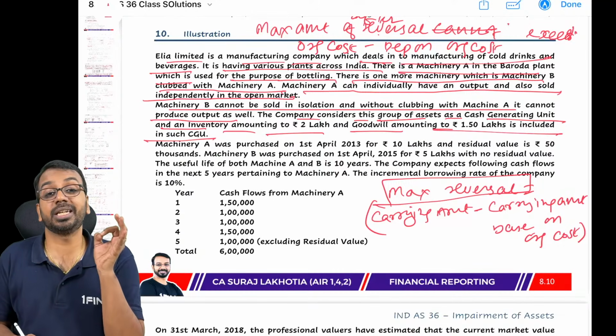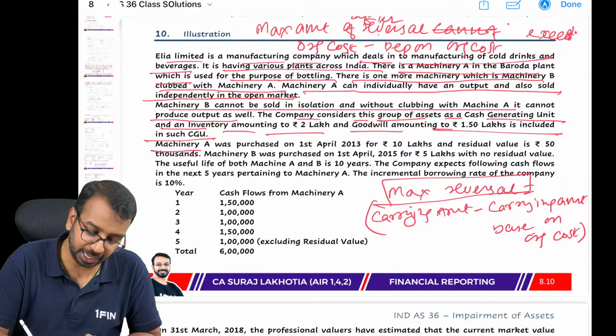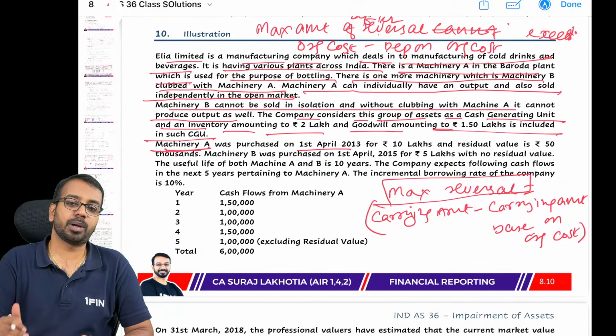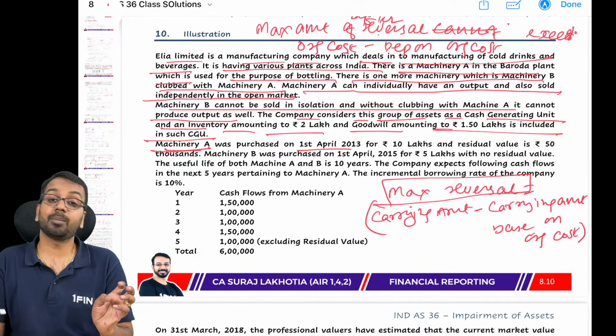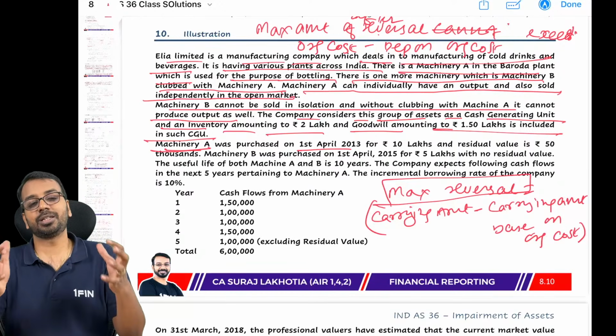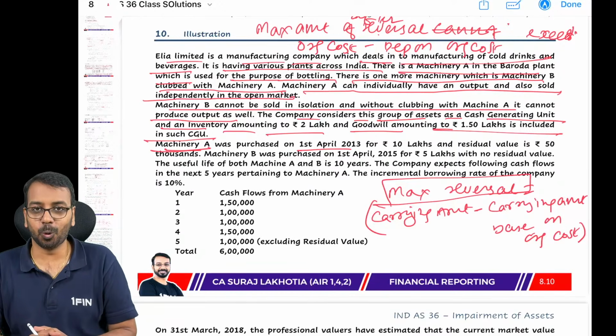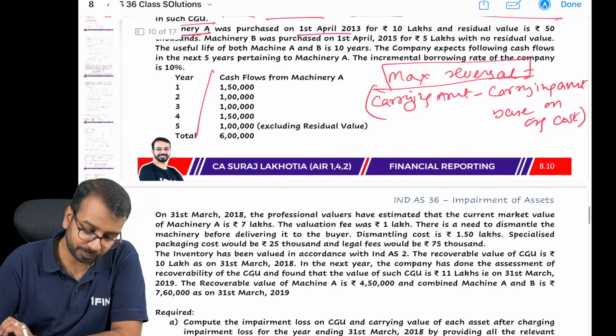First we will take machine A, and for machine A we will calculate the impairment. For machinery A, whatever has been purchased, on that we will calculate the recoverable amount and impairment. Then we will take machine A and machine B together, then inventory and goodwill, and calculate the impairment for the unit as a whole. Okay. So cash flows have been given.